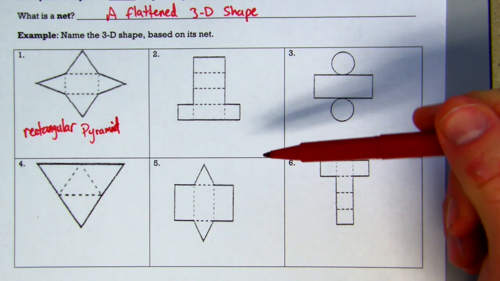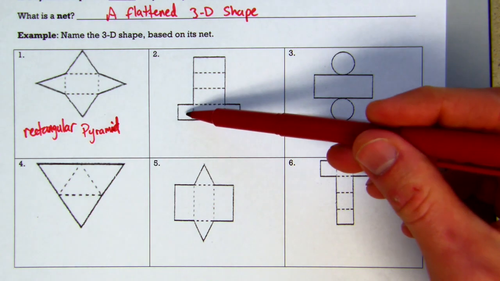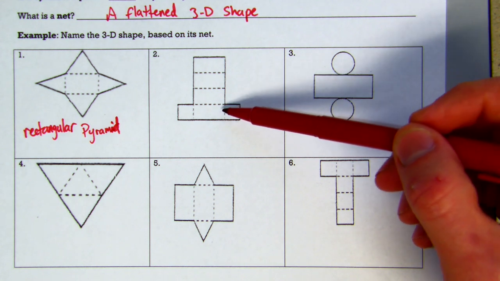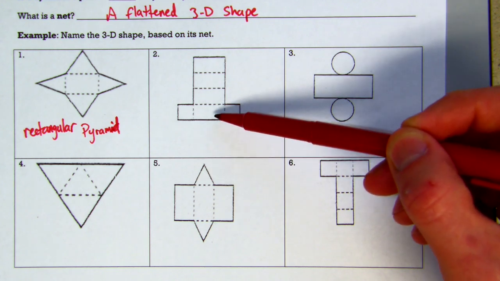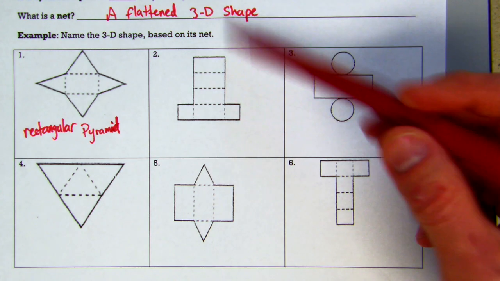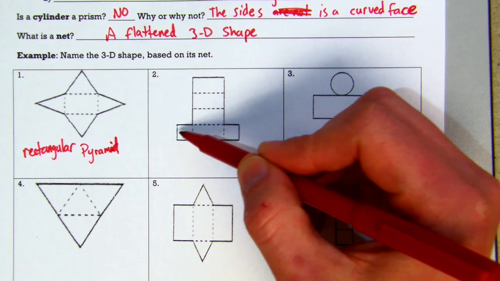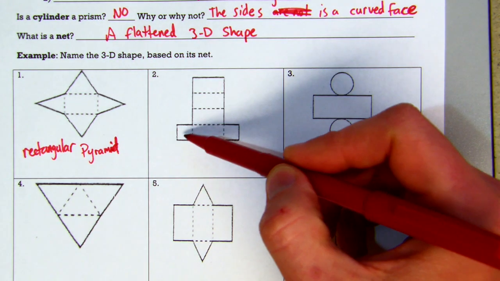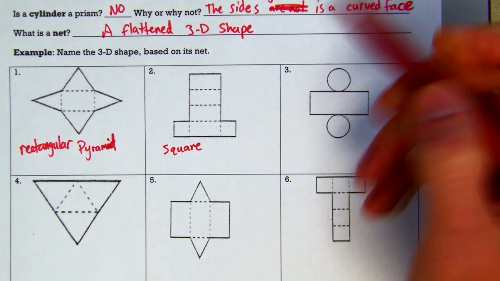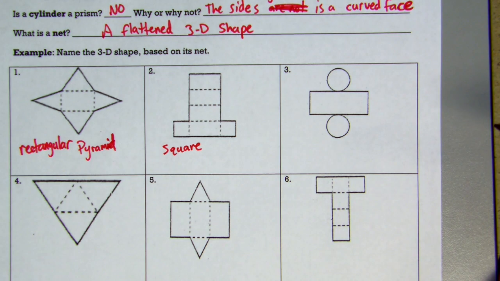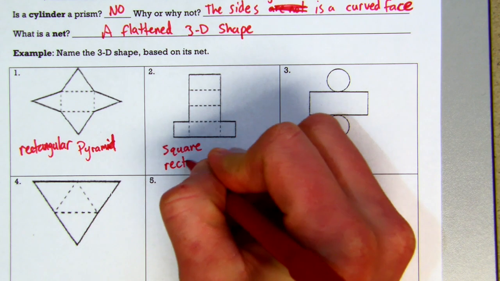Alright, number 2. It looks like I can take these two little sides here and fold them up together on the sides. And then I can take this and wrap it around it, giving me those rectangular shapes. So my two base shapes, which is my first name, are going to be my little squares right here. And then I notice that my 4 sides here are rectangles, so it's going to be a prism. So we can either call this a square or a rectangular prism.